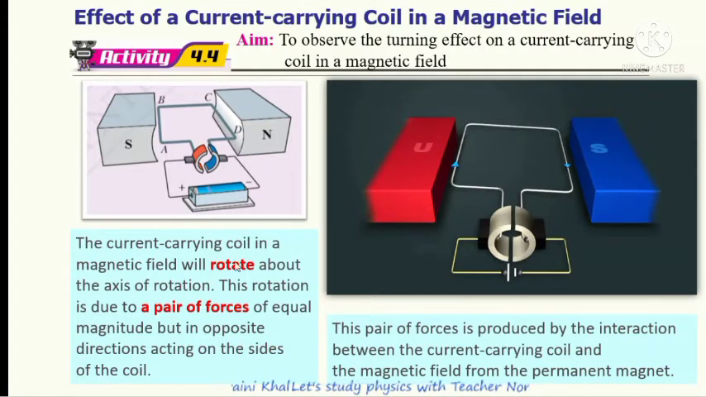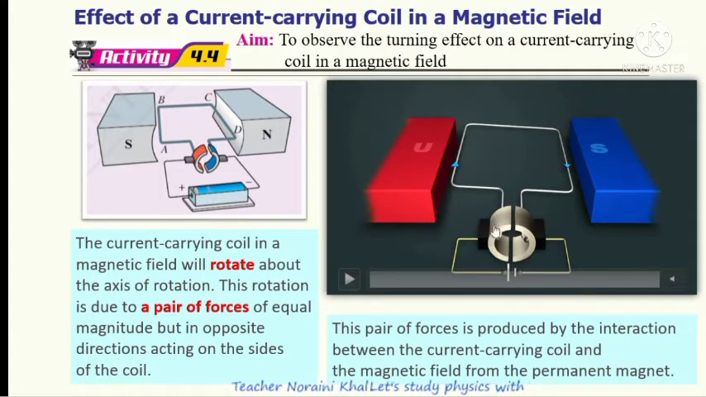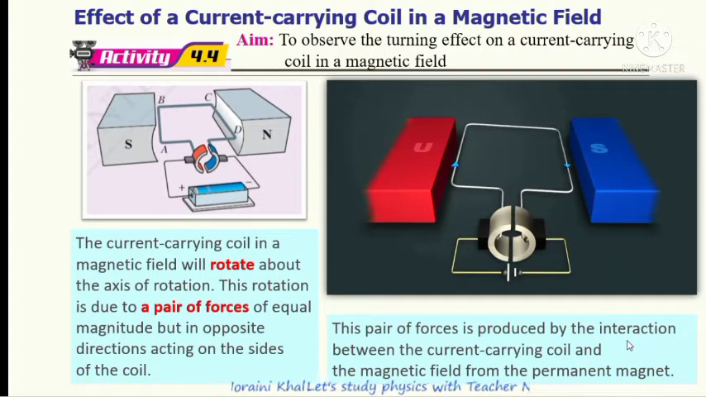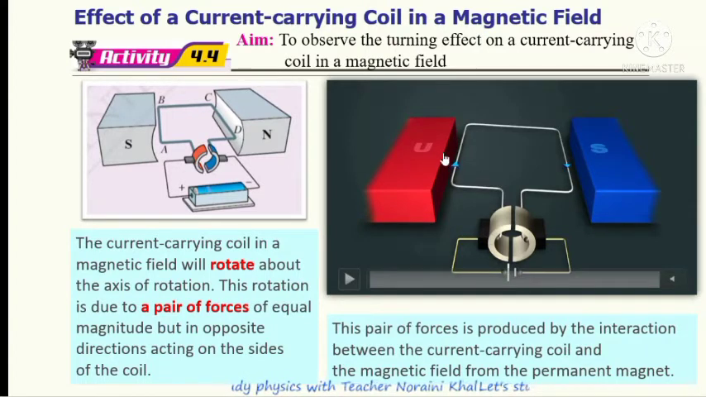The current carrying coil in magnetic field will rotate about axis of rotation. This rotation is due to a pair of forces of equal magnitude but in opposite direction acting on the sides of the coil. The pair of forces is produced by the interaction between current carrying coil and magnetic field of permanent magnet. Okay, the same situation as we discussed on a straight wire, the current carrying straight wire placed in magnetic field. But in this case, it produces one pair of forces. That's the reason why the coil rotates.